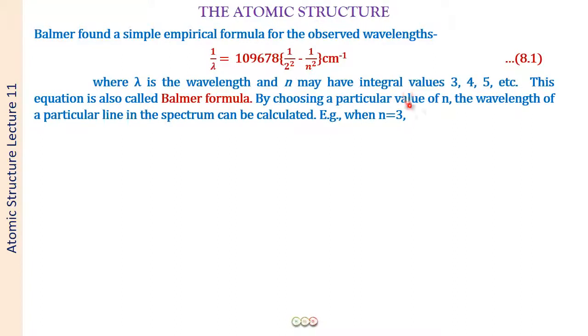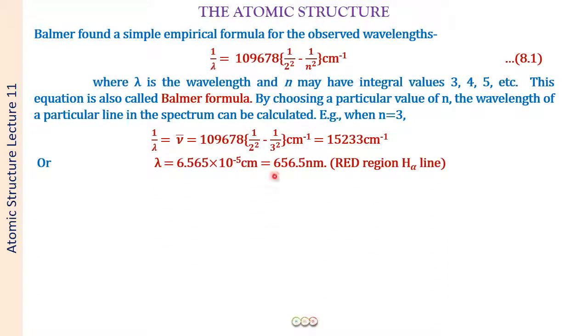And by choosing a particular value of n, the wavelength of a particular line in the spectrum can be calculated. For example, when we take n to be 3, what would you get the wave number to be? On calculation, when you just put n as 3, you will get 15,233 centimeter inverse and the wavelength to be 656.5 nanometer. Now this wavelength falls in the red region, and we have defined this line to be the H alpha line, the hydrogen alpha line, the first line.